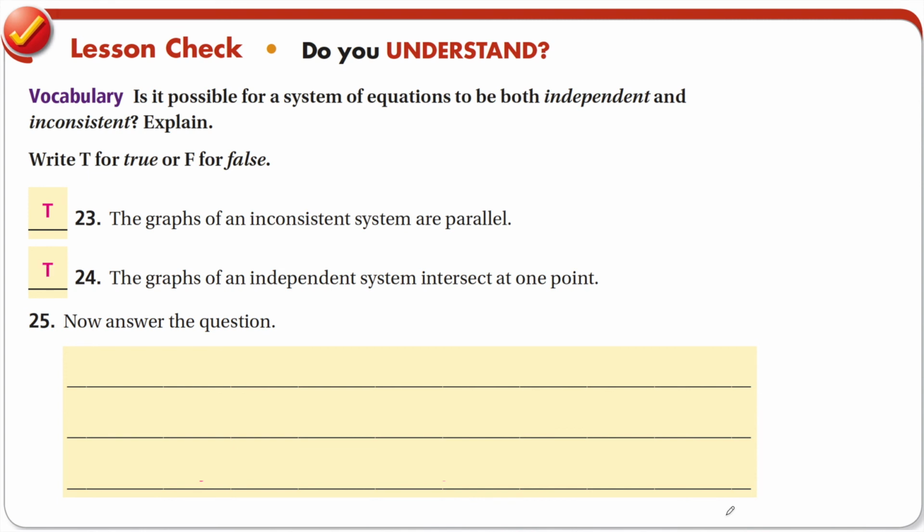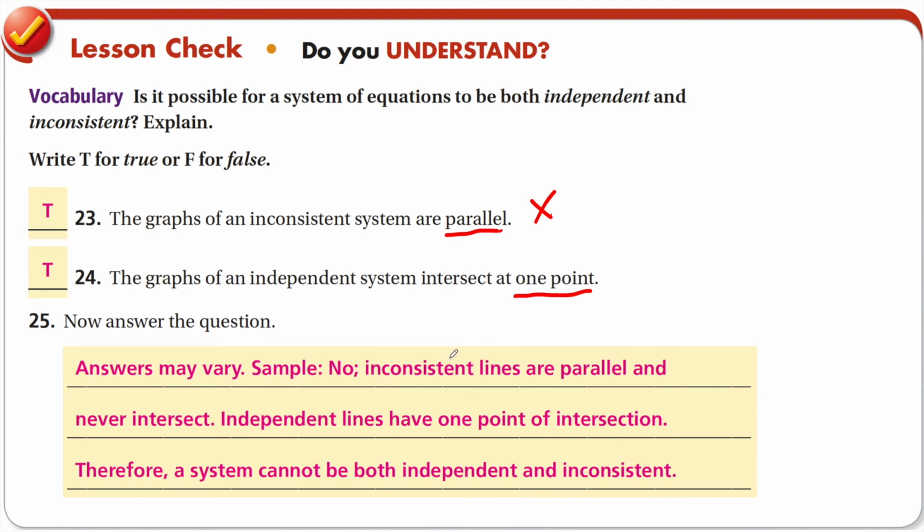That's also true. And therefore, since we know that in order for something to be independent, it has to cross at one point, we also know that parallel lines never cross. We can say that our answer is no. Inconsistent lines are parallel and never intersect, and independent lines have one point of intersection. Therefore, a system cannot be both independent and inconsistent.